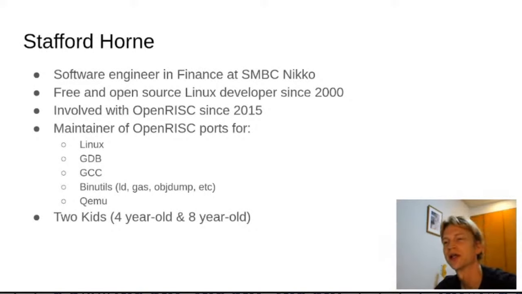My name is Stafford Horne. I live in Japan. Before that, I lived in China, and I grew up in California. I'm a software engineer at a bank, and I've been involved in open source programming since the year 2000, when I first heard about Linux. Since 2015, I've gotten involved in hardware and OpenRISC. Through OpenRISC, I'm now the maintainer of the Linux kernel port for OpenRISC, the debugger, GDB, the compiler, GCC, and also binutils, which has a linker and assembler. And I have 2 kids, so they keep me pretty busy, and I had a hard time getting time to put this presentation together.